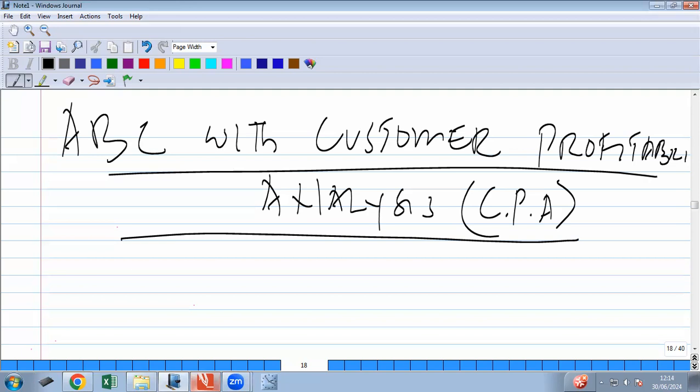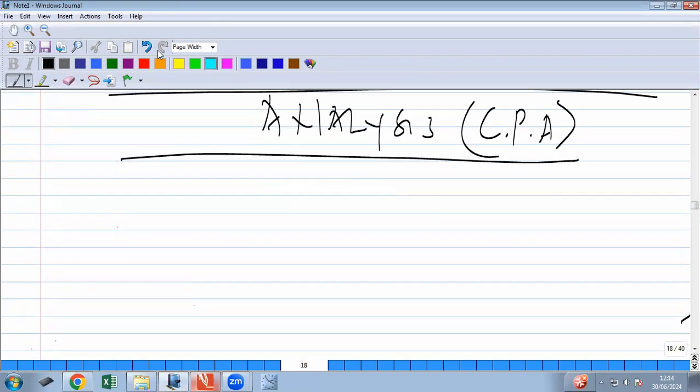So we want to write and say, this involves identifying the various costs incurred specifically in relation to serving a specific customer or segment of customers.